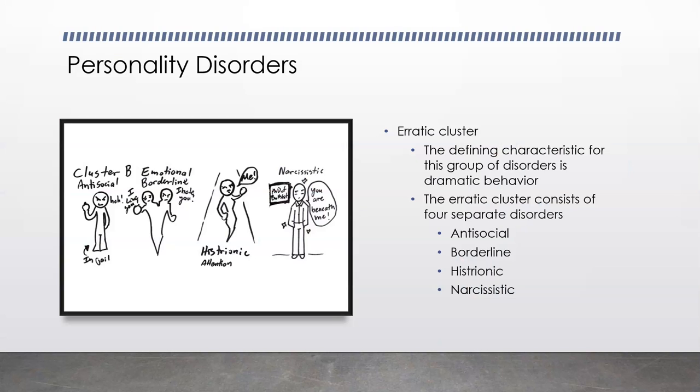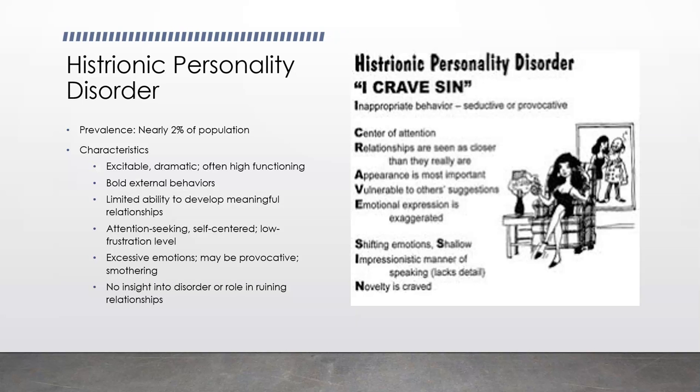Erratic cluster. This is cluster B. These are your antisocial, borderline, histrionic, and narcissistic. These are absolutely exhausting to deal with, right? These are your serial killers. These are the people, narcissists, I mean, we all know what those are.